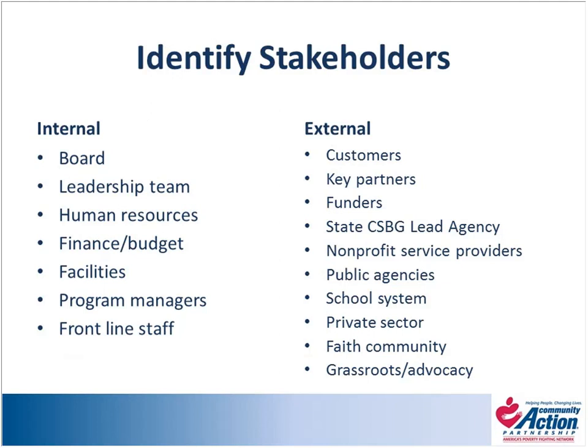So looking at your board, your leadership team, the different functional units in your agency like HR, finance, and of course your different programs and services, and maybe thinking about different levels of staff. So looking at and thinking about how you would connect with your frontline staff, your program managers, your leadership team, and your board. So again, this should be a 360-degree process.